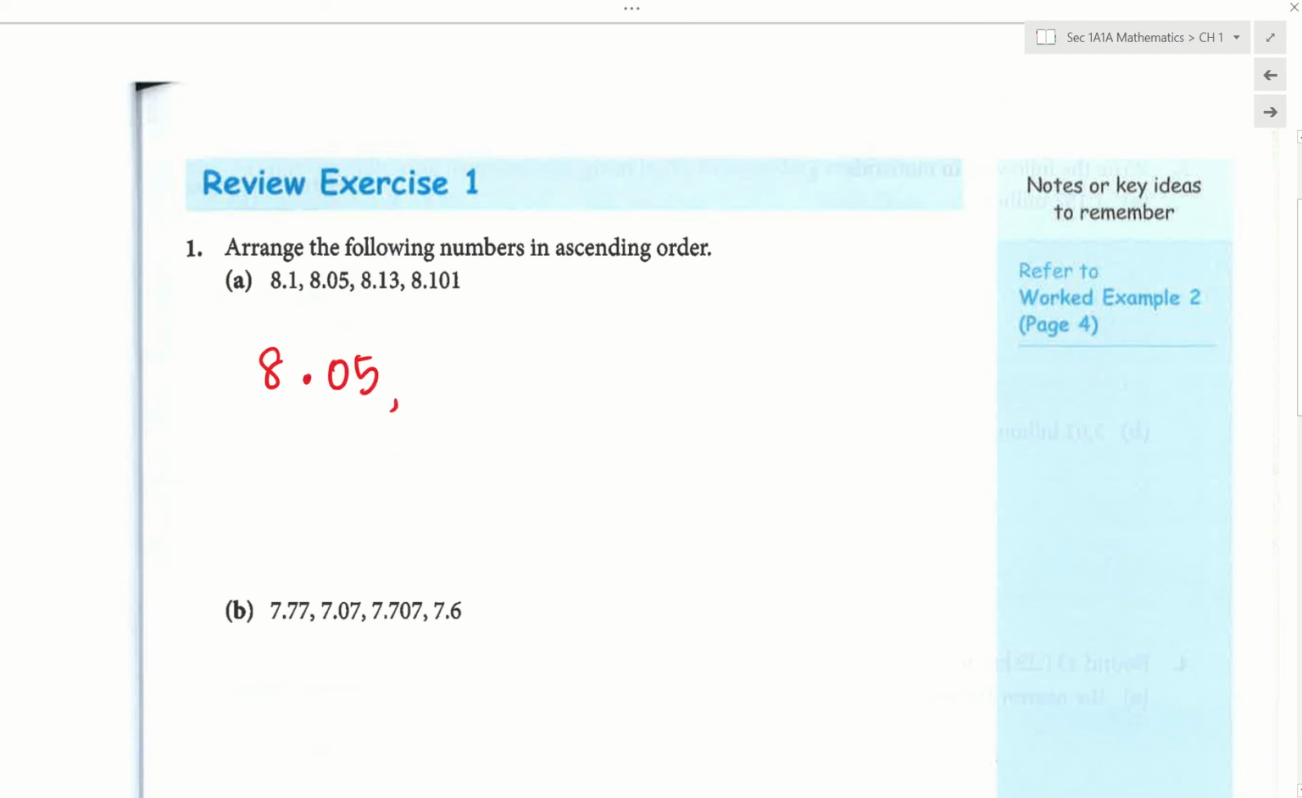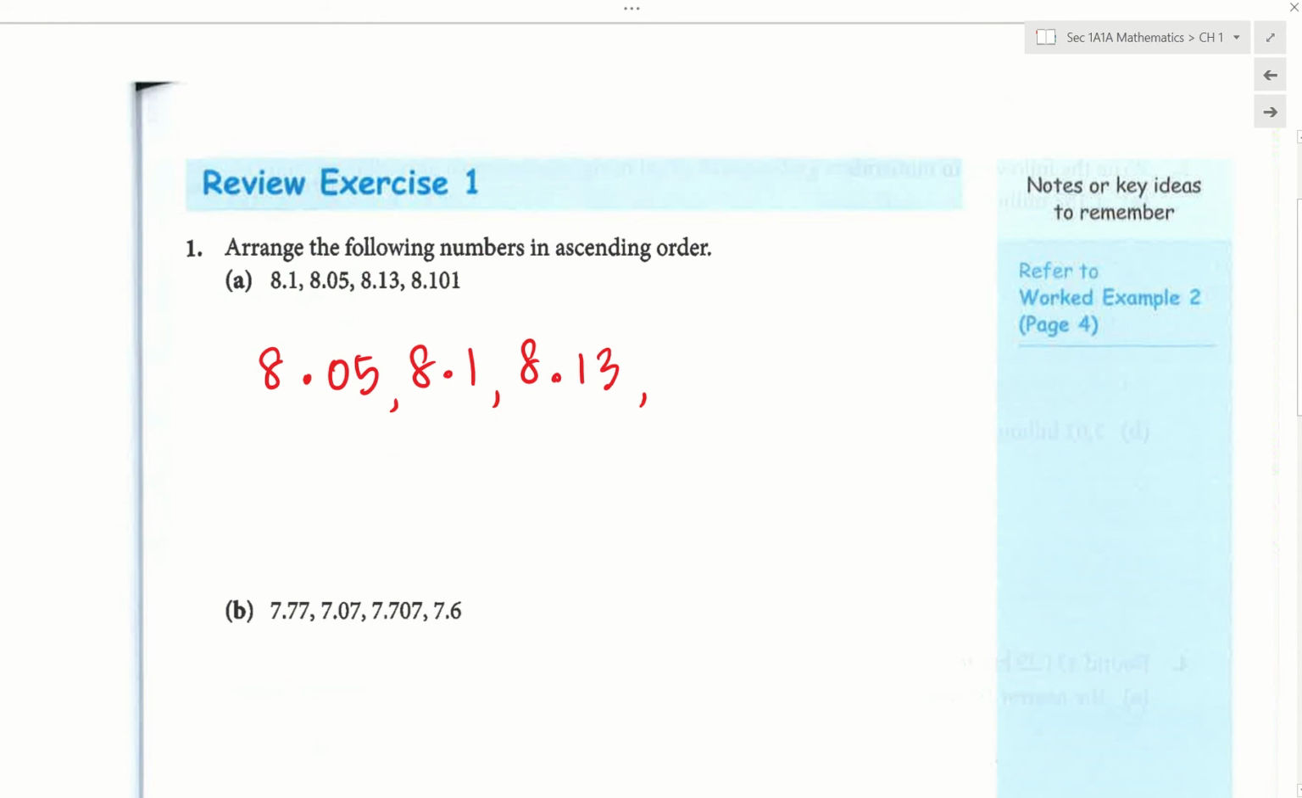8.05, 8.1, 8.1, 3 half. 8.10. Where did you get 8.10? Where is the 8.10? 8.13, huh? 8.13, then?